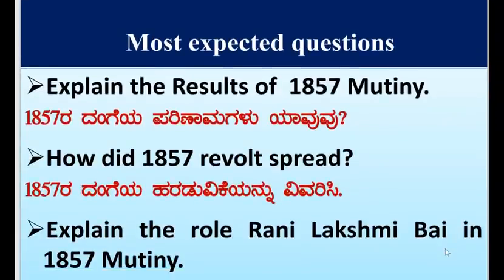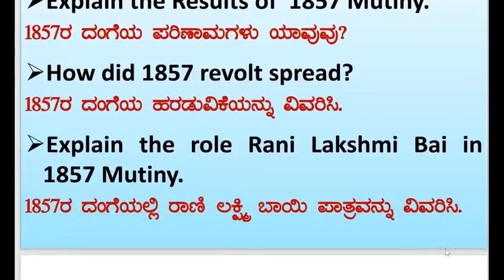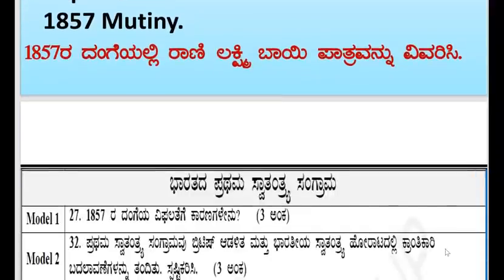Explain the results of 1857 mutiny. How did 1857 revolt spread? Explain the role of Rani Lakshmi Bai in 1857 mutiny.